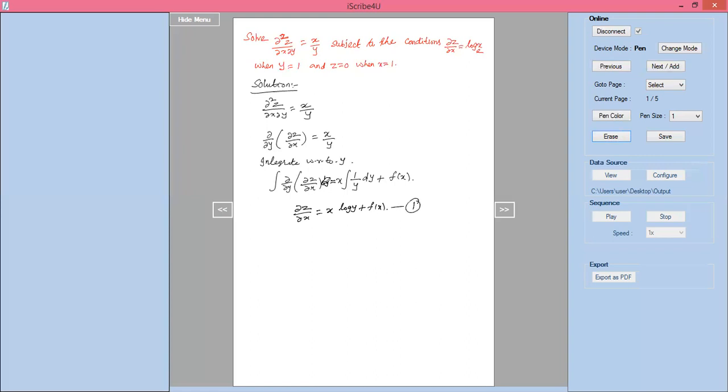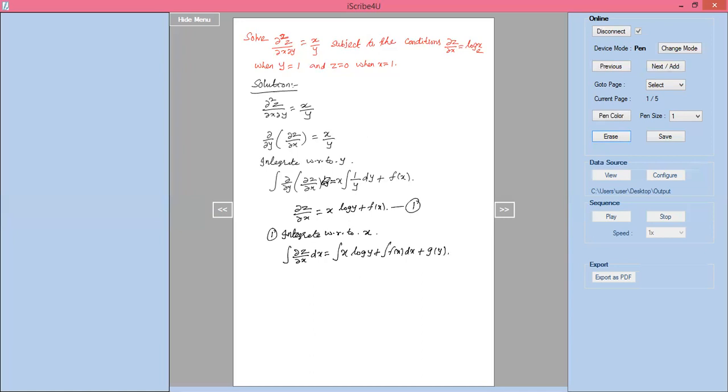Again, equation 1, integrate with respect to x. The integration of dou z by dou x into dx equal to the integration of x into log y, plus the integration of f of x into dx, plus an integration constant, which I'll take as g of y.